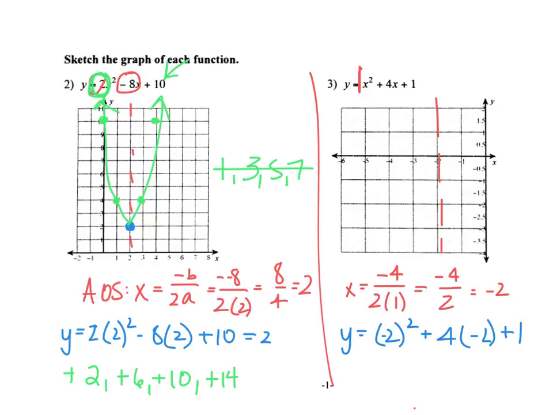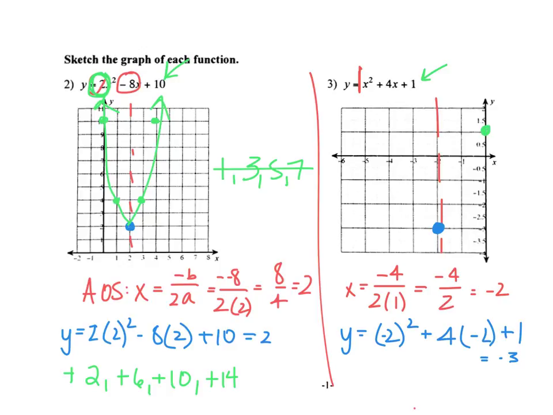And when I do that, I'm going to get -3 here. So my vertex is going to be at (-2, -3). All right, and then, like we said, for our last 2 points, we can find the y-intercept by looking for the constant term in the quadratic function. So that's going to be +1.